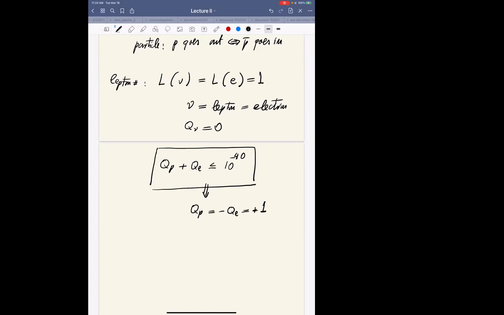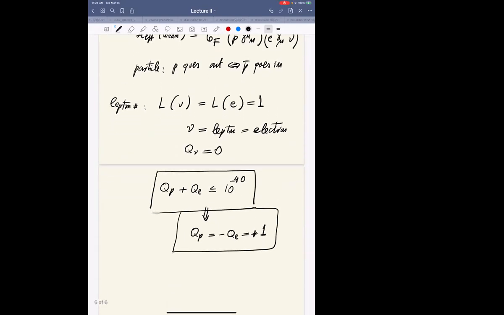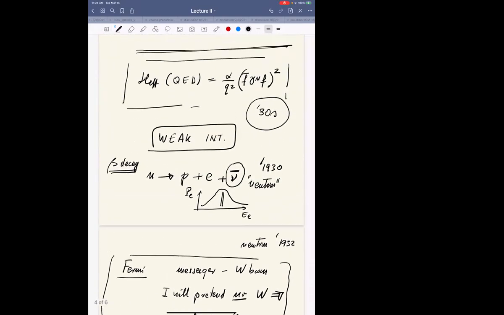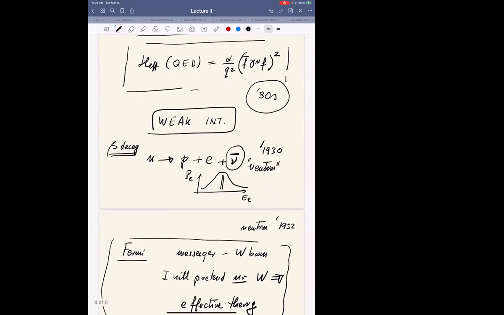I will show you later, but I won't be able to teach it, how the standard model predicts that. It requires that theoretically, structurally. But anyway, to an extraordinary precision, we can assume that the proton is positively charged if the electron is negatively charged, which means that the neutrino has charge 0 with a precision of less than about 10 to the minus 40. Charge conservation. Charge is conserved to an extraordinary precision. Okay.